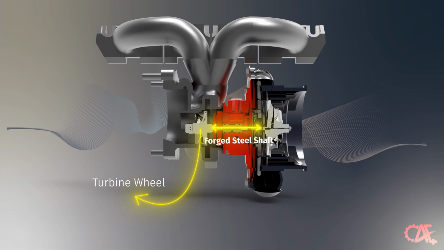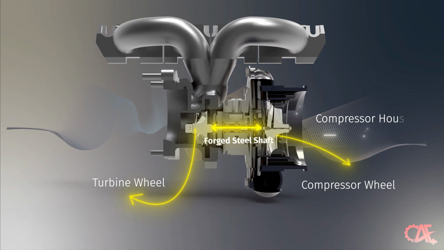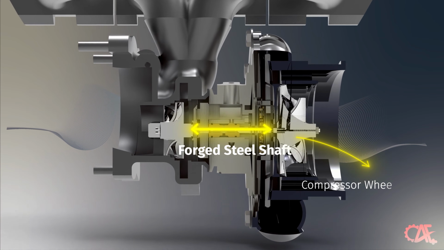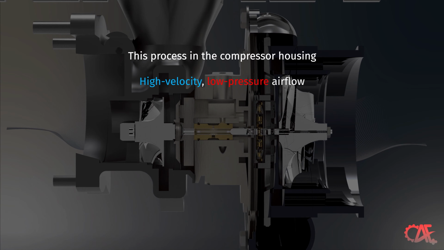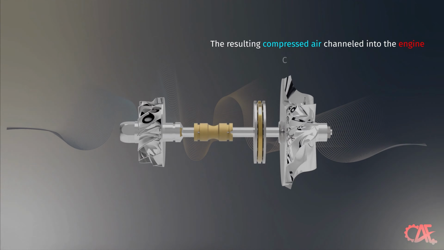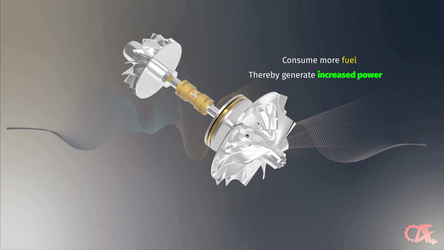Here, a forged steel shaft links the compressor wheel to the turbine. As the turbine wheel turns, it drives the compressor wheel, which draws in air at high speed and compresses it. This process in the compressor housing transforms the high-velocity, low-pressure airflow into a high-pressure, low-velocity stream through diffusion. The resulting compressed air is then channeled into the engine, allowing it to consume more fuel and thereby generate increased power.